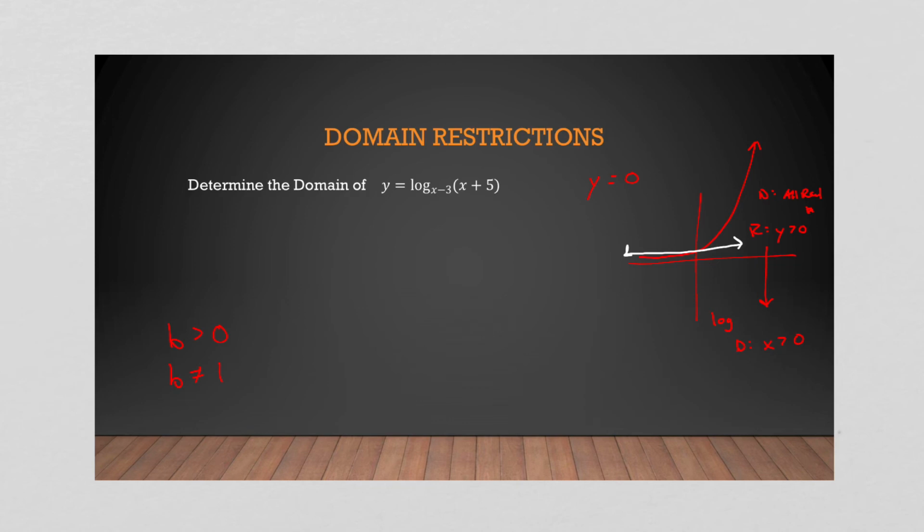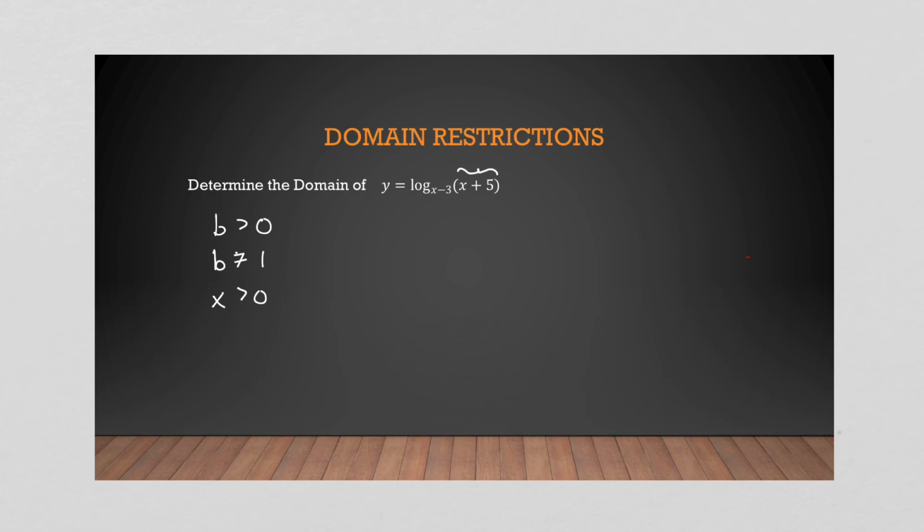So we have a number of domain restrictions here. And we have to make sure that they're all satisfied. So look at our 3 domain restrictions for this. We have b has to be greater than 0. B has to not equal 1. And then x, no matter where x is in my graph, the x as my object has to be greater than 0.